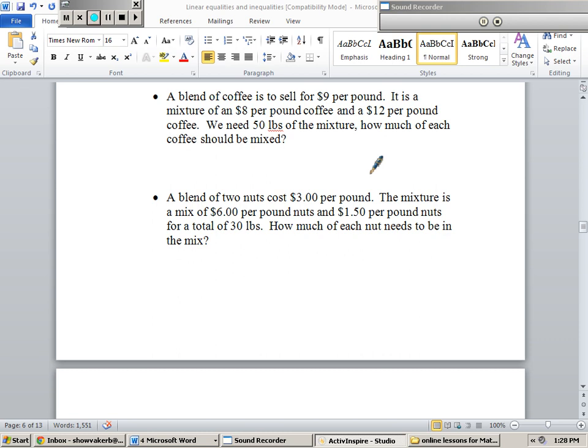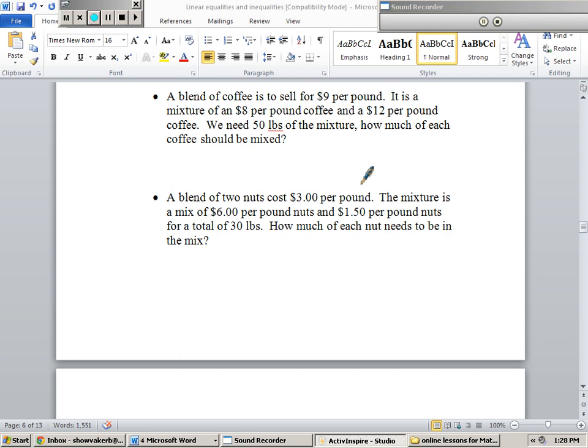This is the trickiest part. Most people get this part, but they don't know when to multiply and when not to multiply on the right-hand side. It depends on whether you have a total for the mixture, a cost for the mixture or not, or a total amount for the mixture. If you do not have a total amount in the cost or how much you're getting out, you will have to multiply.